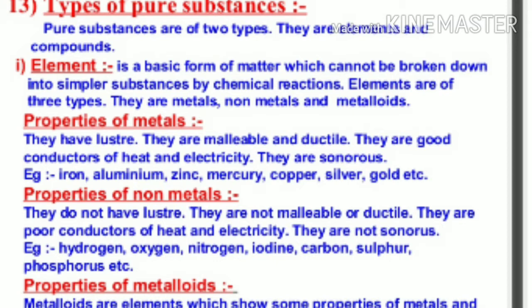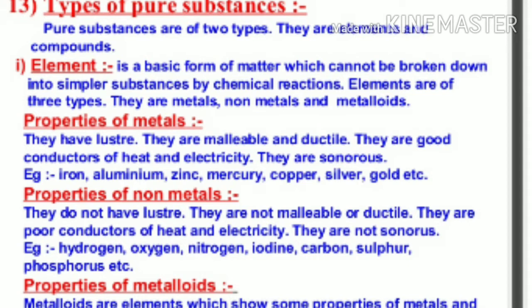Now let us see about non-metals. Non-metals do not have luster, they are not malleable or ductile, they are poor conductors of heat and electricity, and they are not sonorous in nature. Examples: hydrogen, oxygen, nitrogen, iodine, carbon, sulfur and phosphorus are the examples of non-metals.